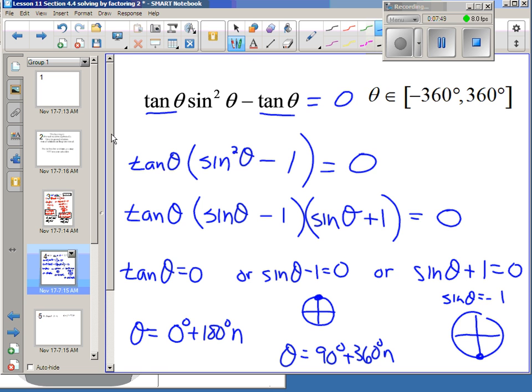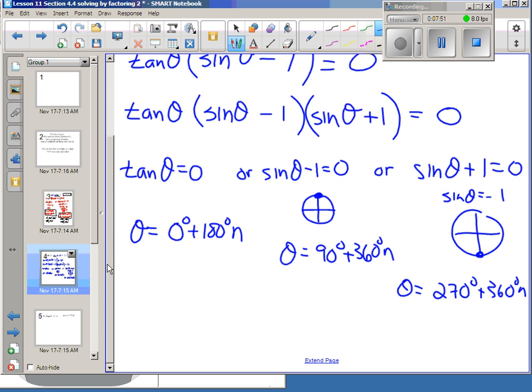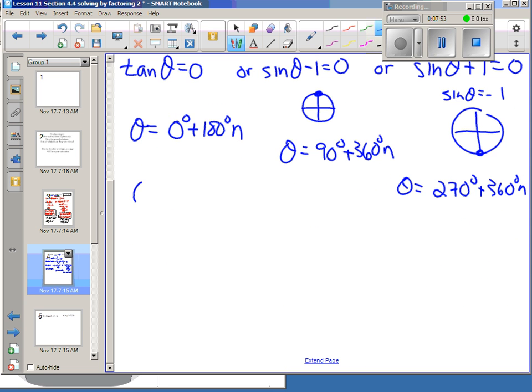I want all my answers negative 360 to 360. So I get 0. If I add 180, I get 180. If I add another 180, I get 360. Now if I go any bigger, I'm too big, but I have to think about going backwards. If I subtract 180 from 0, I get negative 180. And if I subtract 180, I get negative 360.